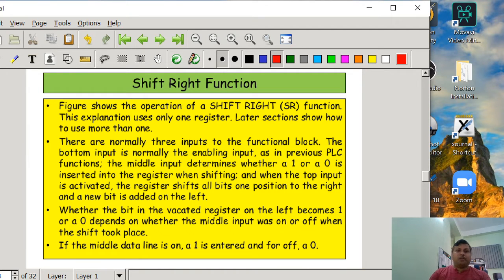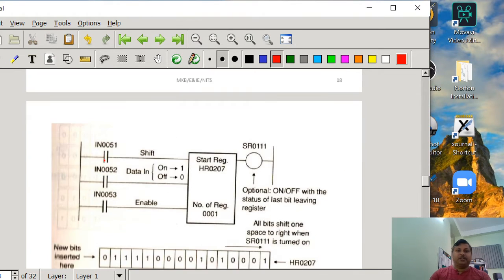Okay, there are normally three inputs to the functional block. So for the shift register function you will find that three inputs will be there, that is IN 51, 52 and 53. You should see 53 is designated as enable, 52 is data in and 51 is shift. And this is the operation. This coil is representing SR111, representing the shift right operation. Most interestingly, here you see the start register is HR207 and the number of registers is 001. It means that we want to shift the content of only one register, and that is HR207.